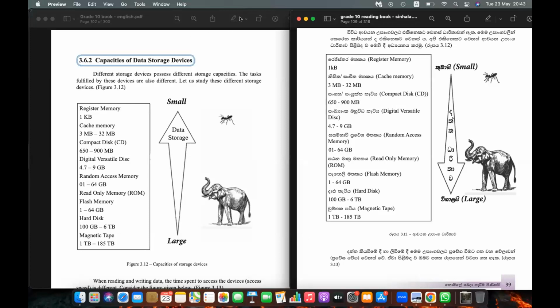So earlier days magnetic tapes, it was known in the book. Values of these will change in the future.